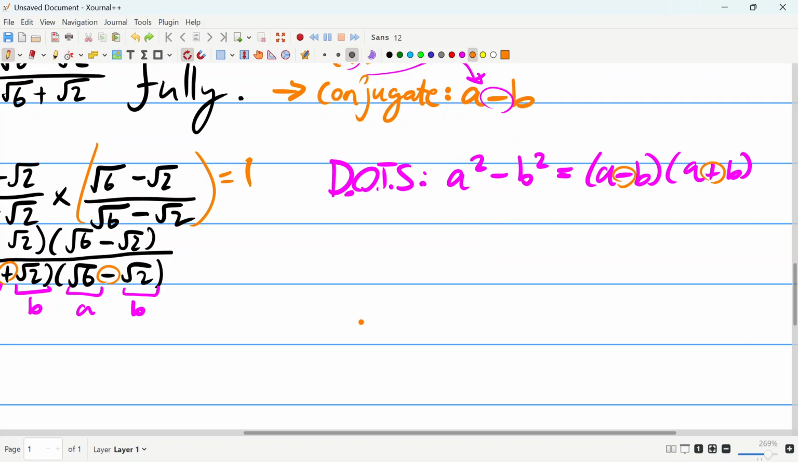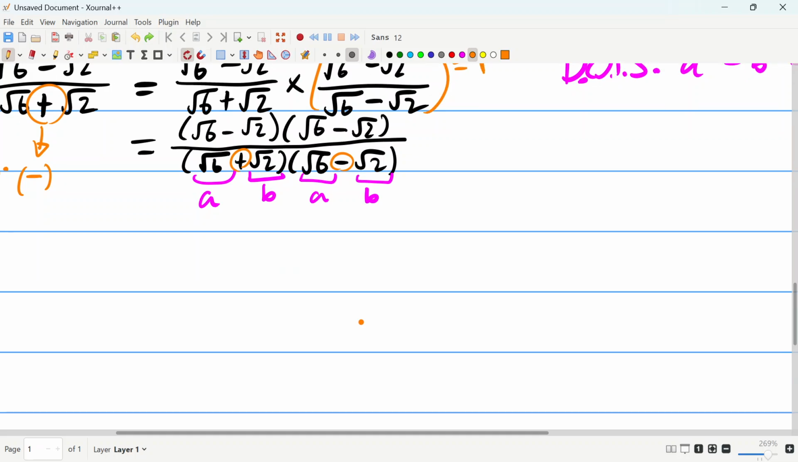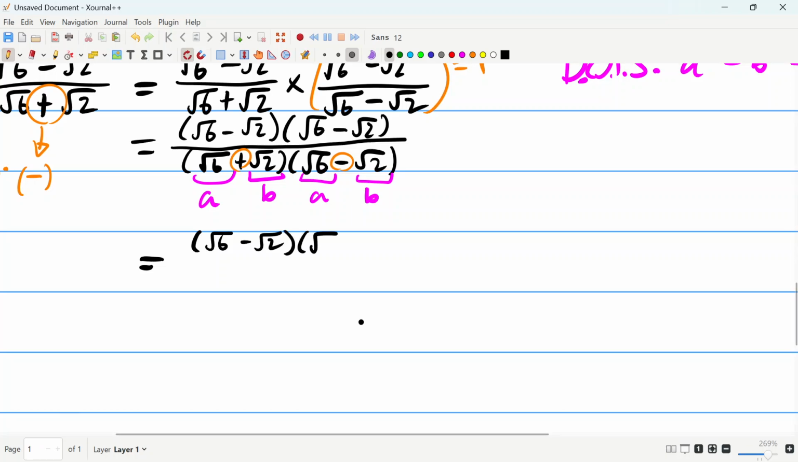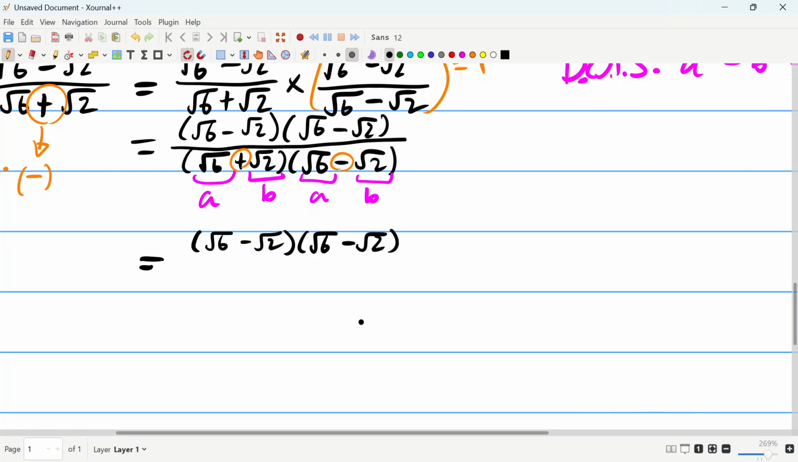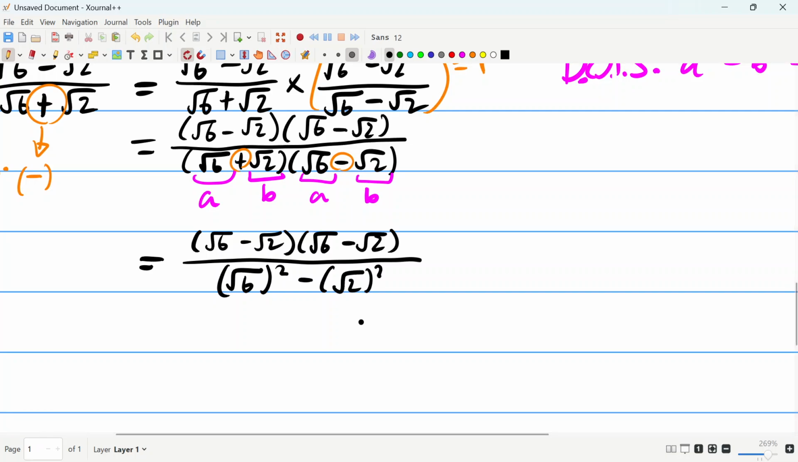Okay, now it's going to look something like this. Since we know a is equal to square root of 6 and b is equal to square root of 2, according to our DOTS, this is what it's going to look like. So we are going to have the square root of 6 minus the square root of 2 multiplied by the square root of 6 minus the square root of 2, divided by, it's just going to be a squared, which is the square root of 6 squared, minus, remember it's DOTS, it's difference of two squares, the square root of 2, which is b squared.